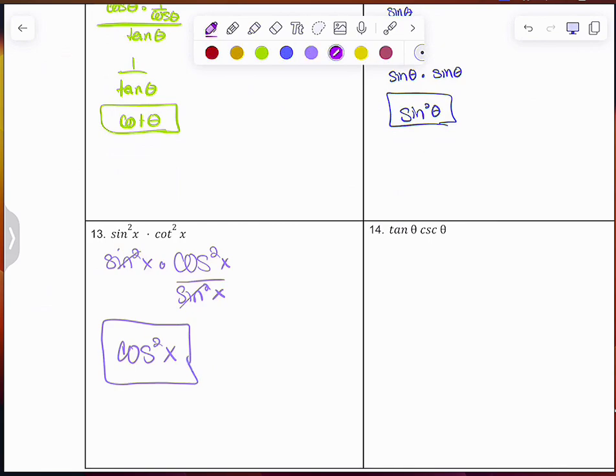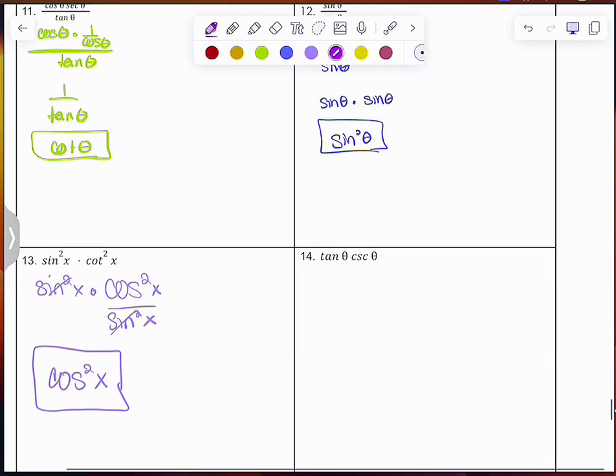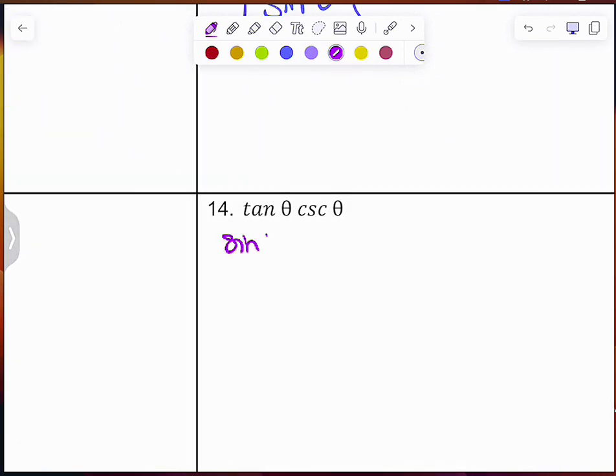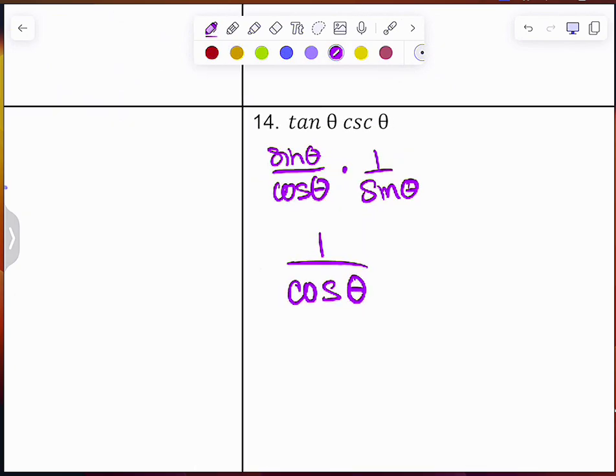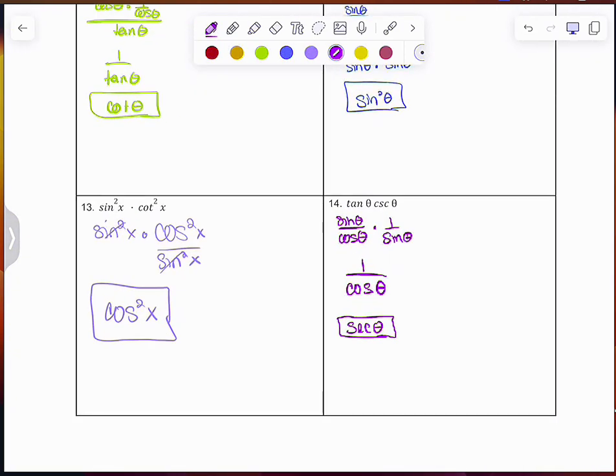Last one. Tangent times cosecant. So we have sine over cosine times 1 over sine. It's going to give us 1 over cosine. Technically, we only have one trig function, but we always want it to be not a fraction if we can. So 1 over cosine turns into secant. That's the best answer for this one. Okay. These are amazing and I love them. How are we feeling now?